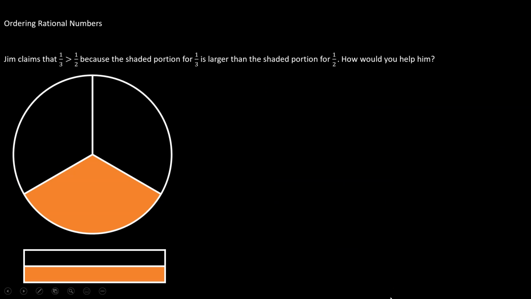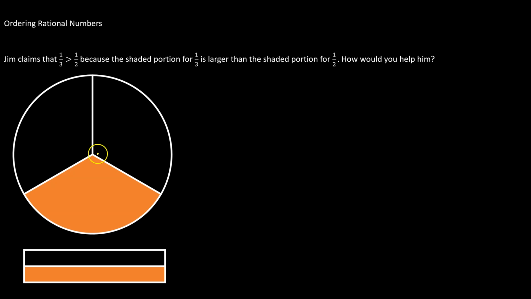Now let's talk about ordering rational numbers. We know that some rational numbers are larger than others and some are smaller than others, and now we know how to tell when they're equal to each other, but we might also need to decide which ones are bigger. For example, Jim claims that 1/3 is larger than 1/2 because the shaded portion in the diagram for 1/3 is literally larger than the shaded portion for 1/2. How can we possibly help him?